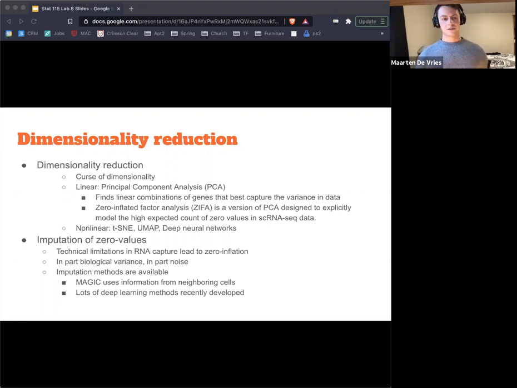I know Josh Starmer has talked about PCA very well. That's a linear way to do that. It finds the linear combinations of genes that best capture the variance in the data. And there's a version of PCA, I think designed for single-cell RNA-seq data, called zero inflated factor analysis. We don't really have to worry about that for the homework, but be aware that it's out there.